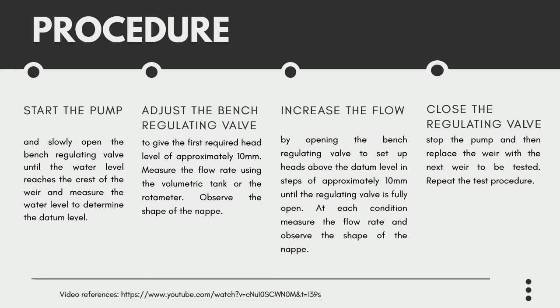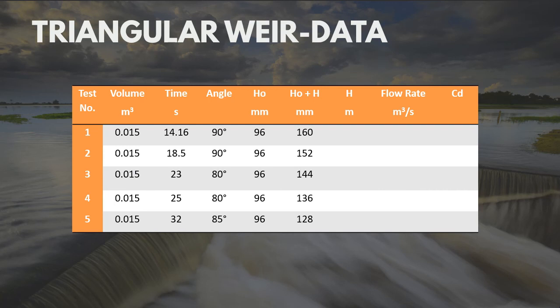Third is increase the flow by opening the bench regulating valve to set up heads above the datum level in steps of approximately 10 mm until the regulating valve is fully open. At each condition, measure the flow rate and observe the shape of the nappe. Last is close the regulating valve. Stop the pump and then replace the weir with the next weir to be tested, and then repeat the test procedures. The collected data when the triangular weir is used in the experiment are the following.